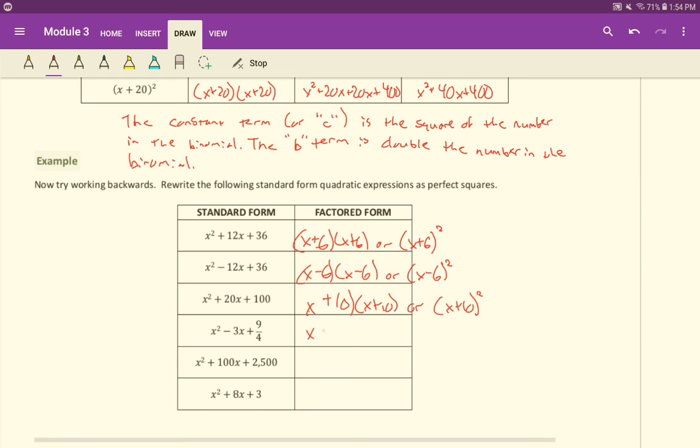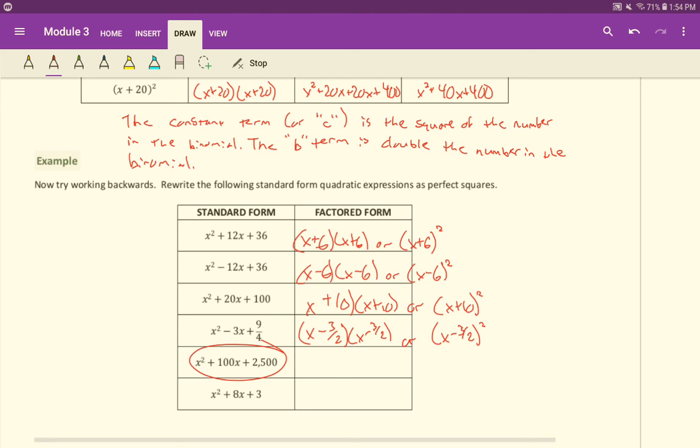So this will be x plus 3 halves. But we have a minus 3 here. So if we double this, it doesn't give us a negative 3, it gives us a positive 3. So we want this 3 halves to actually be a minus 3 halves. Again, or x minus 3 halves squared.